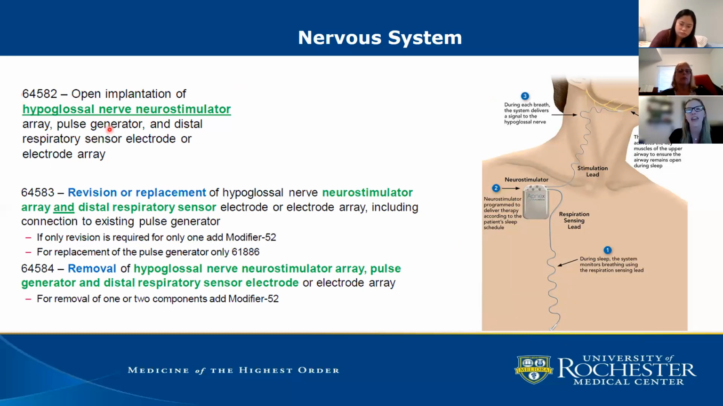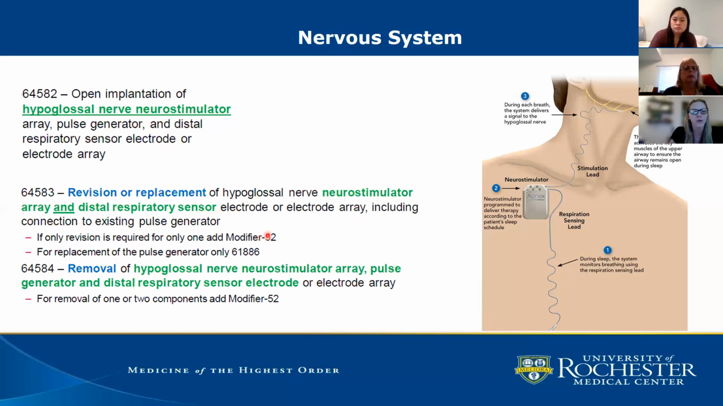So we have our code for that implantation of the nerve stimulator, and then a little confusing here. So there's a revision or a replacement of the nerve stimulator. So if they're doing the revision or the replacement of the array and the distal respiratory sensor electrode, it would just be this code.